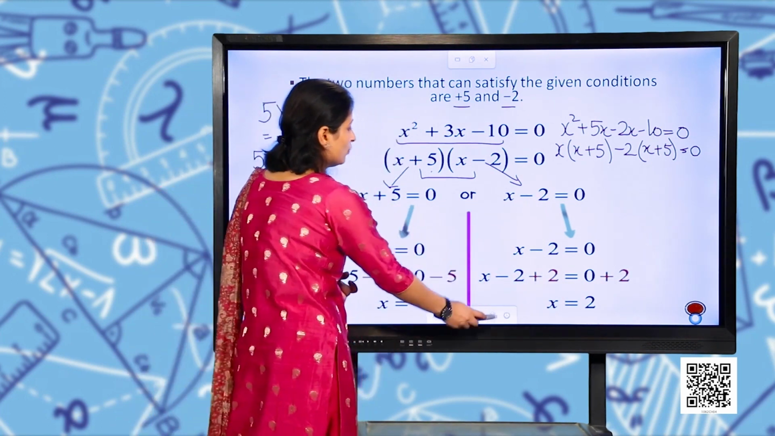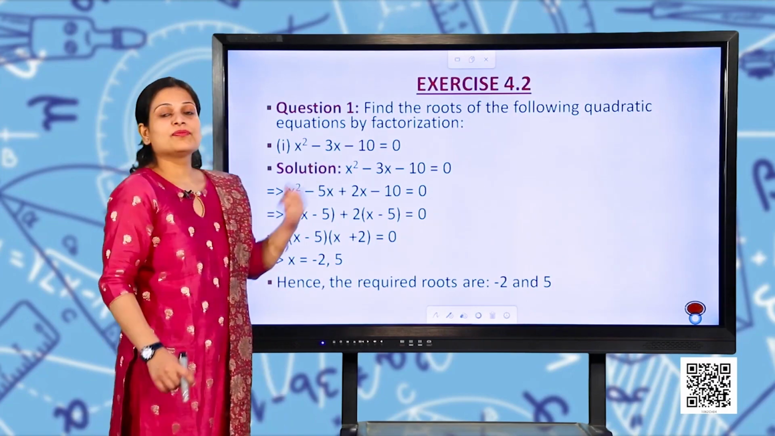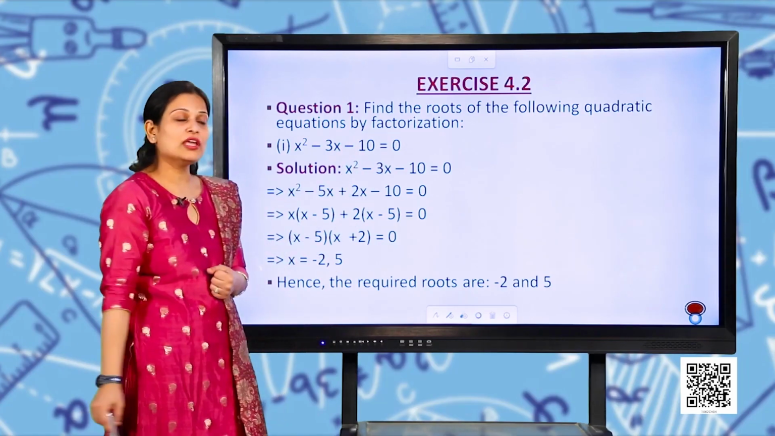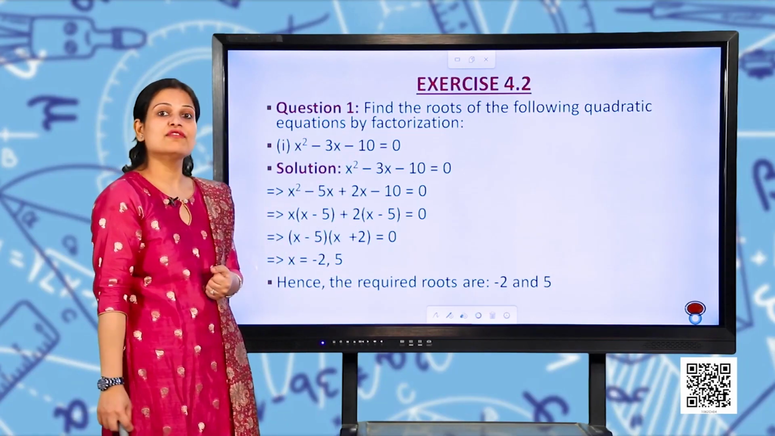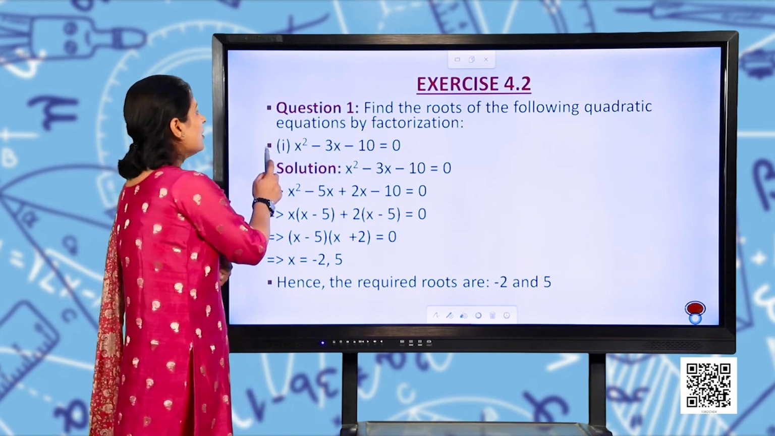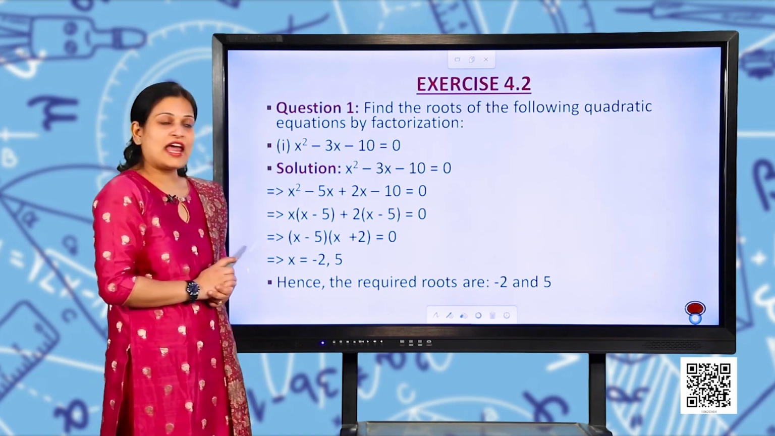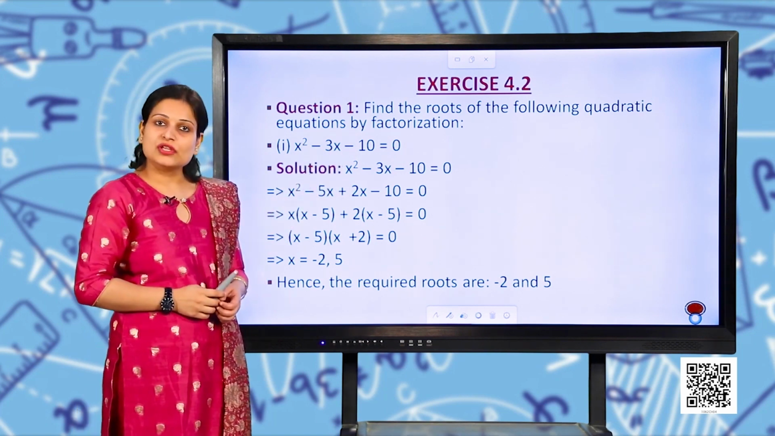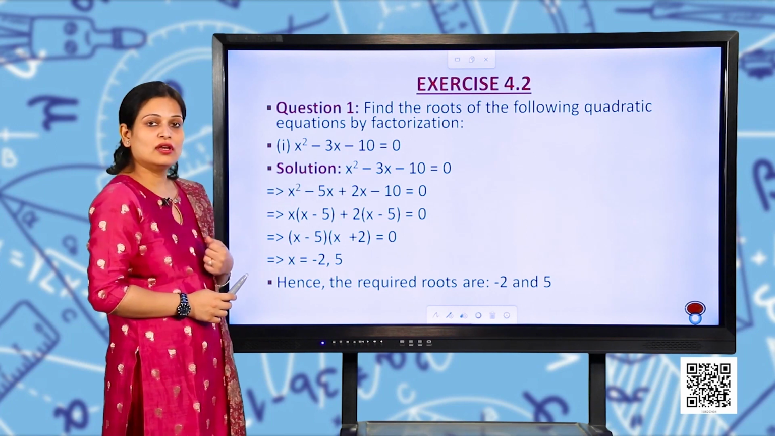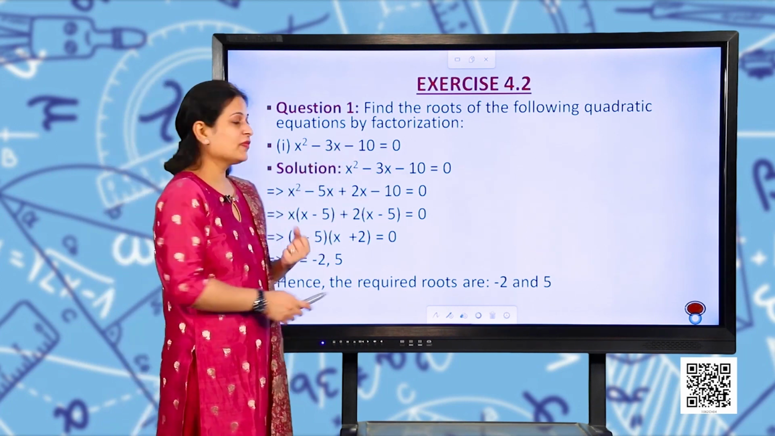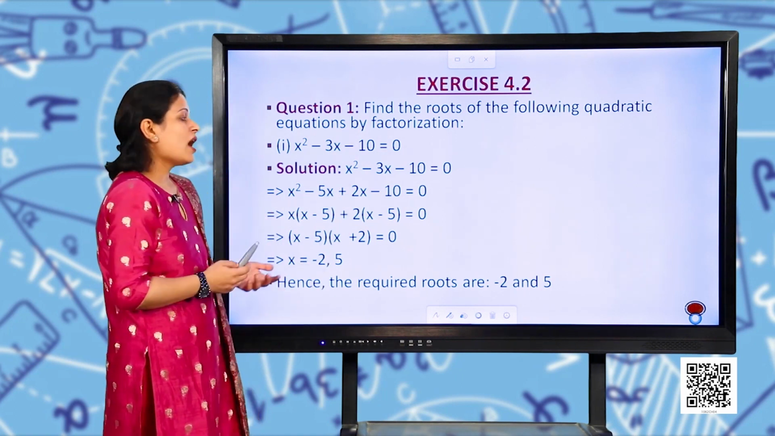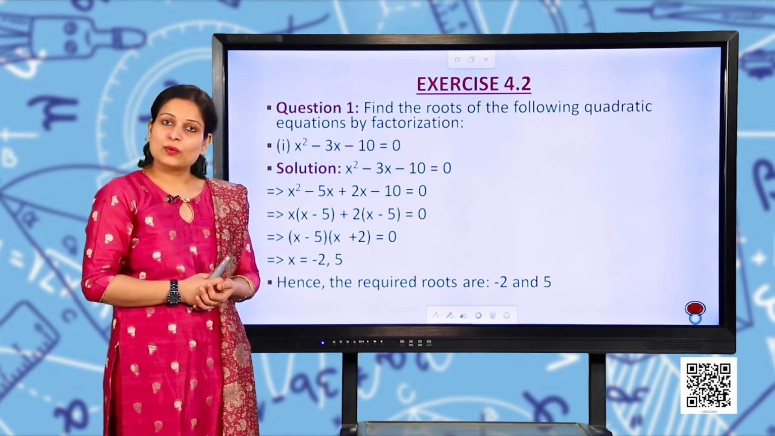Now, exercise 4.2, question number 1. Find the roots of the following quadratic equations by factorization. We have the equation x square minus 3x minus 10 equals 0. Now, solution: we will consider this equation. So, x square minus 3x minus 10 equals 0. Again, we need to satisfy two conditions.